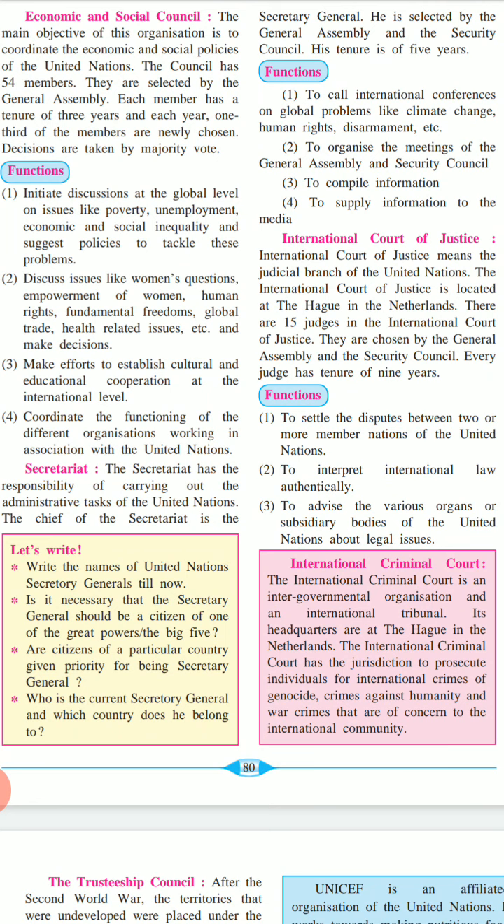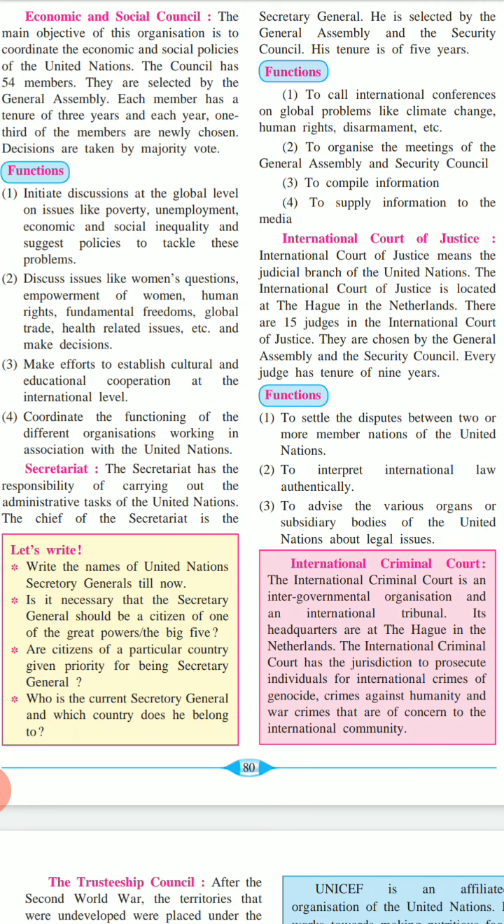Okay, this International Court is actually the judicial branch of the United Nations. The International Court of Justice is located at The Hague in the Netherlands.